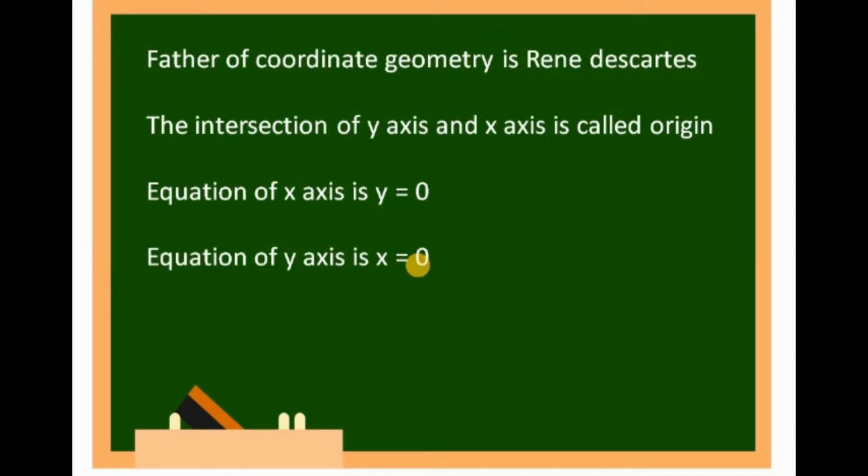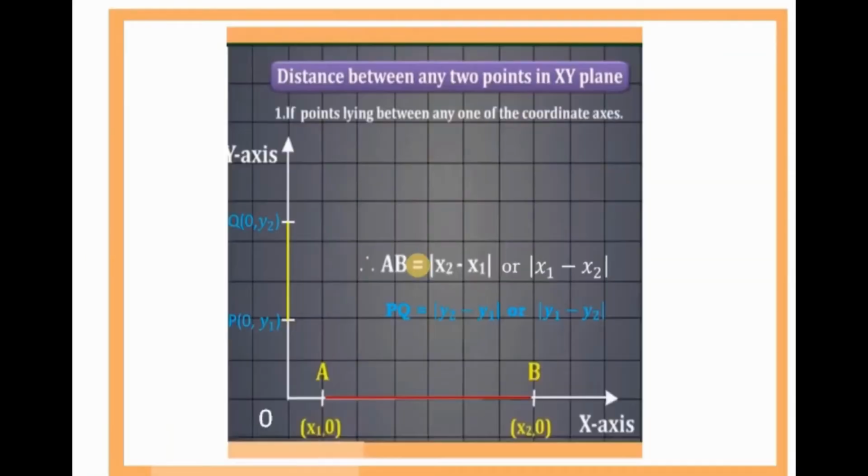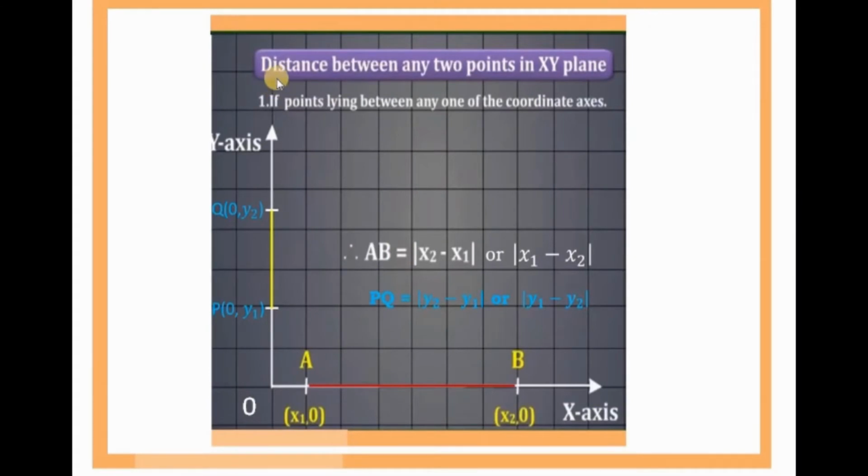So now we will go to today's topic. Our topic is distance between any two points in xy plane. Case 1. If points are lying on any one of the coordinate axes. Here we can observe that A and B are lying on x-axis, and A is represented by x1, 0 and B is represented by x2, 0.